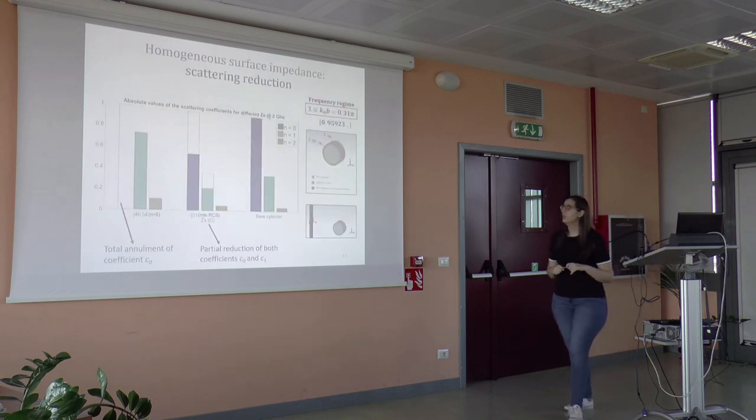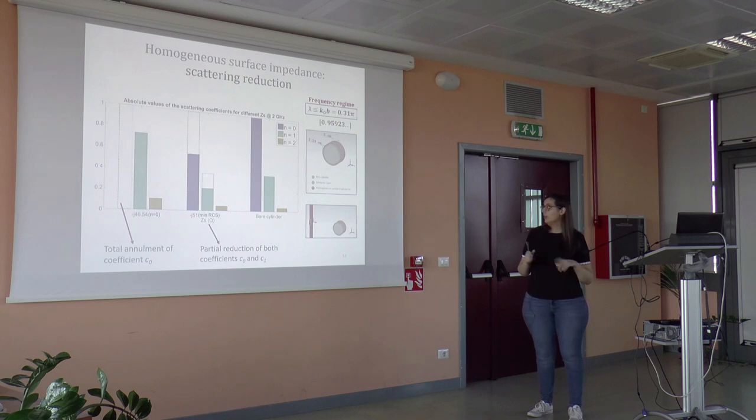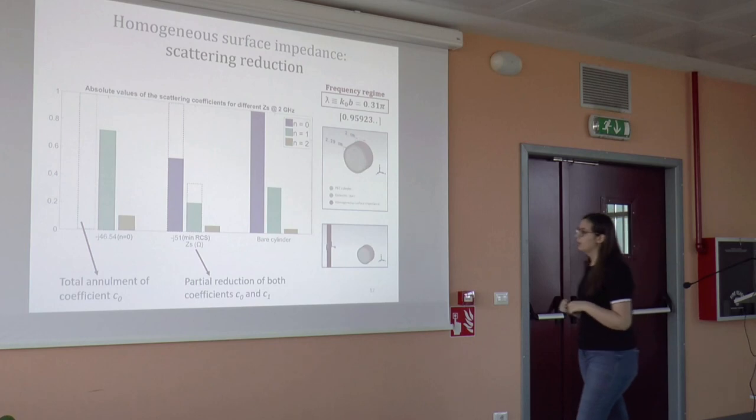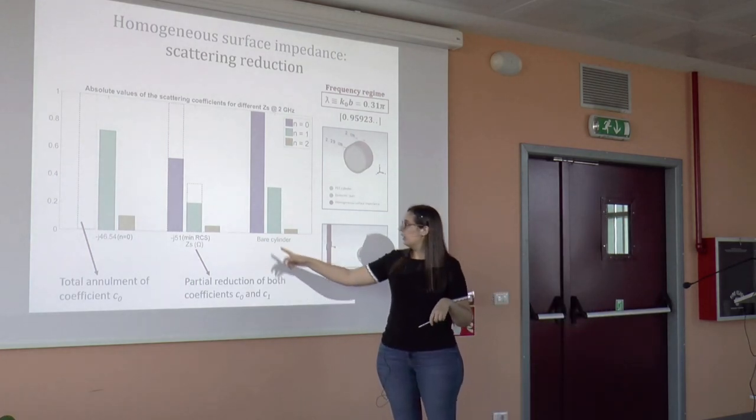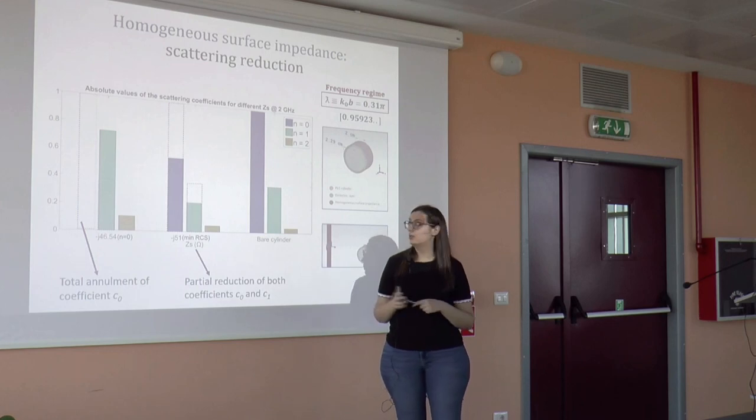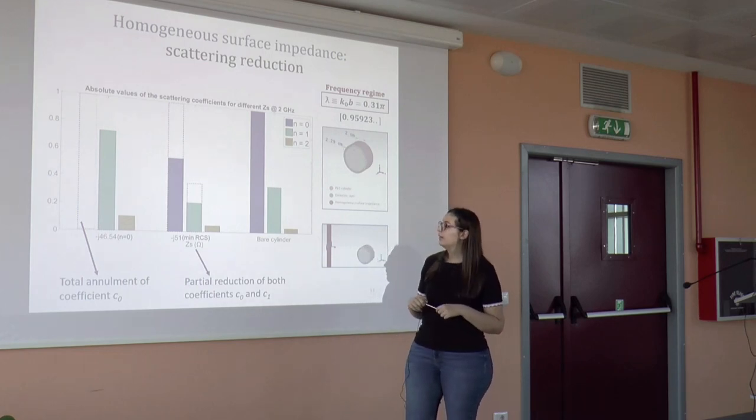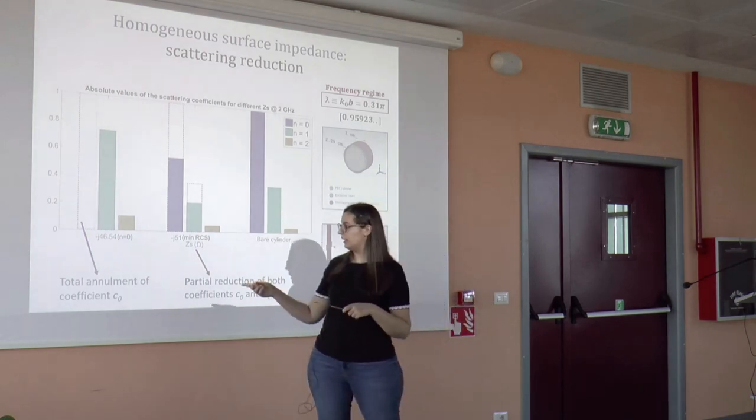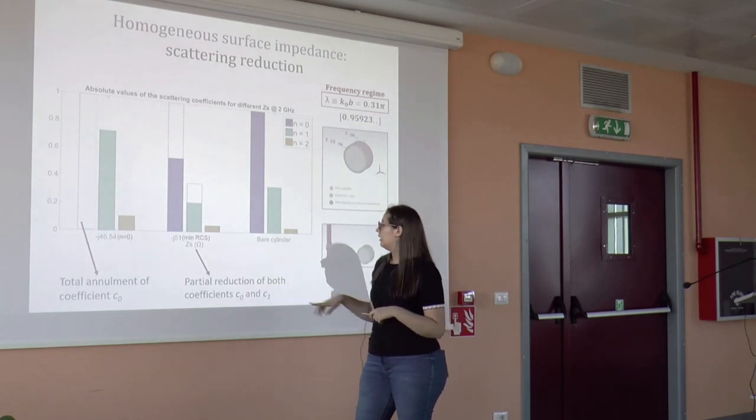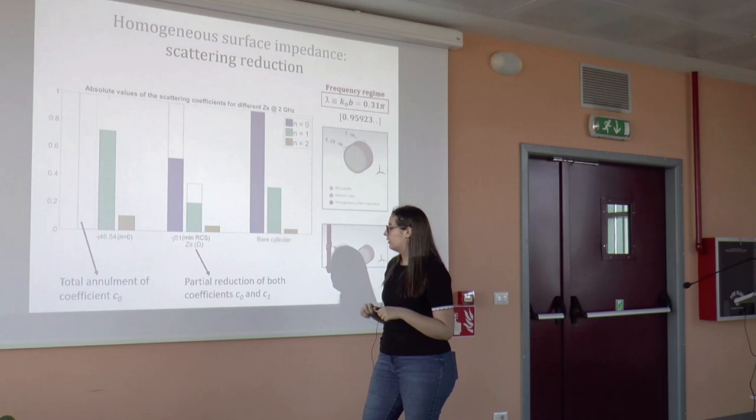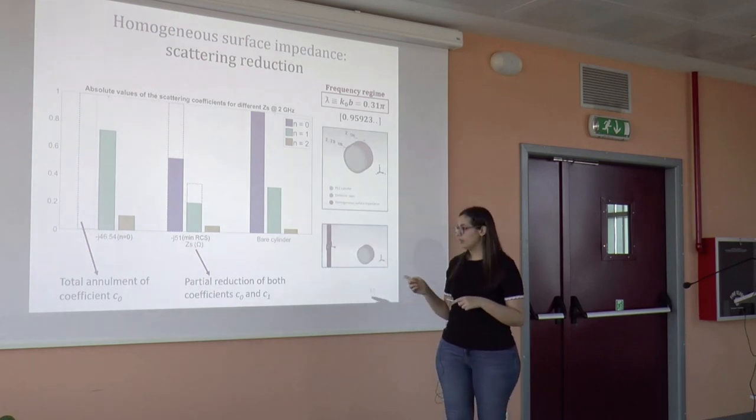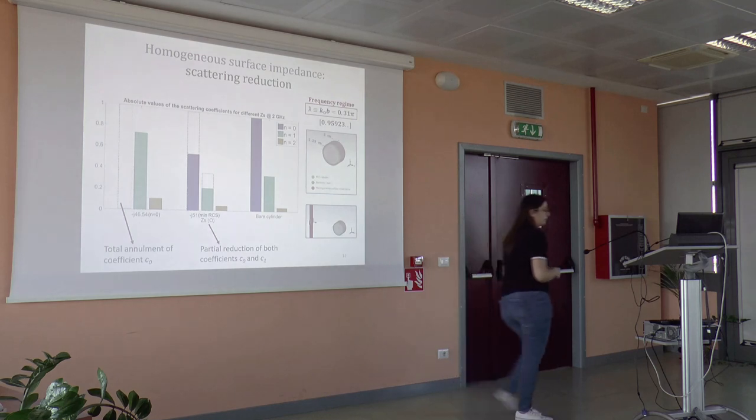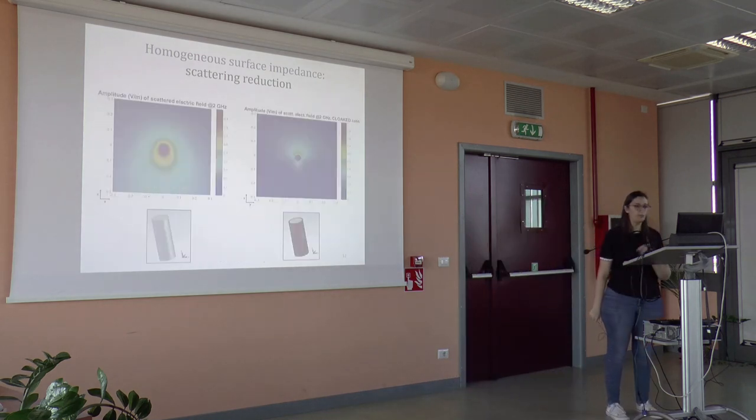So here there are some results. The object is made of a metallic cylinder covered by an electric layer and a homogeneous surface impedance value. For the bare cylinder, so just the metallic cylinder, we have three harmonics which mainly contribute to the scattering. And we can see that by imposing this homogeneous surface impedance, we can either completely cancel one harmonic, the first one, or we can partially reduce two harmonics. And in this case, this is the better solution, so the solution which minimizes the scattered field.